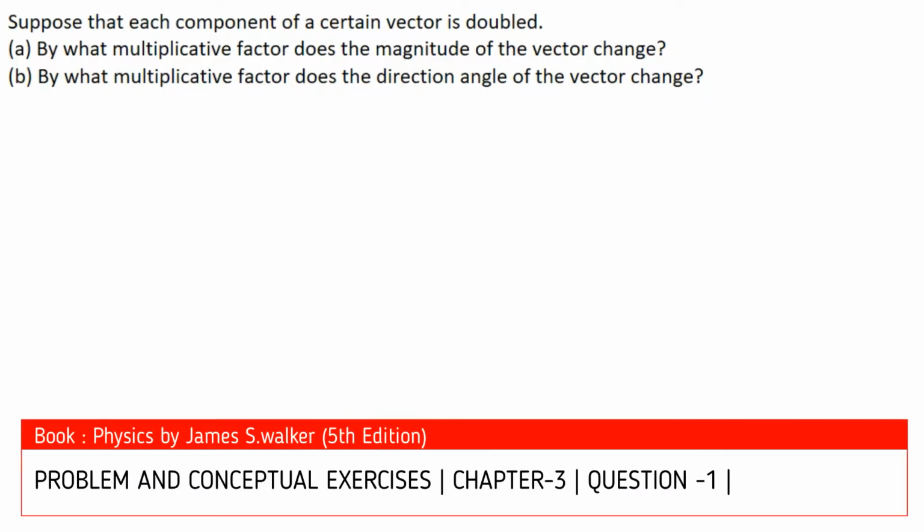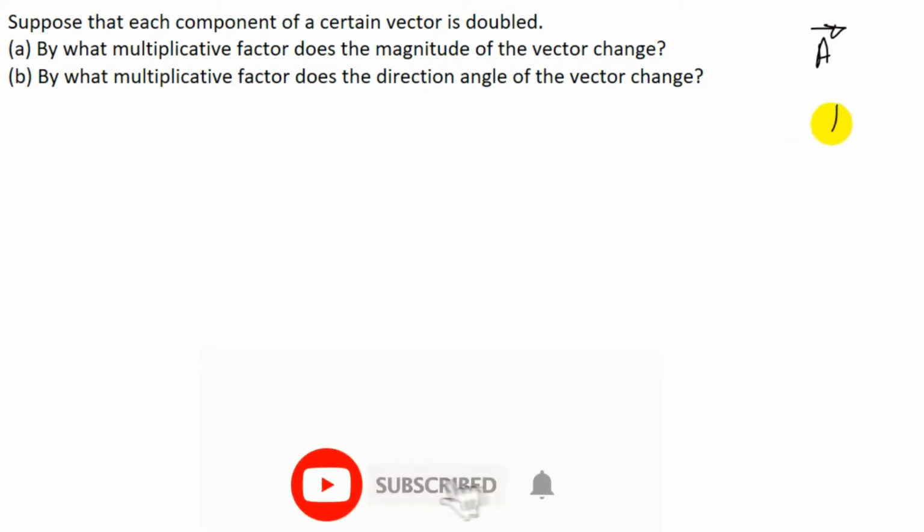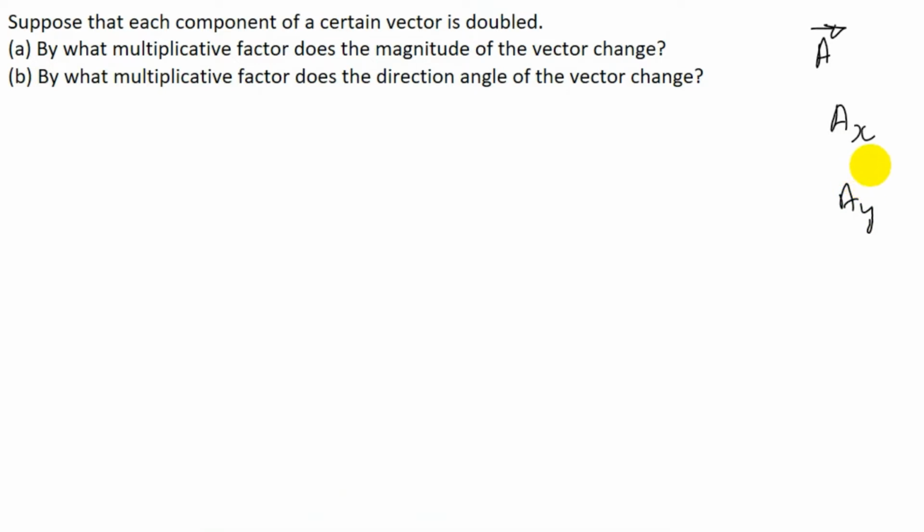Here in this question they are saying that there's a vector and each component of that vector is doubled. So let the vector be A vector. You can take any vector. Its components are Ax and Ay in the x and y direction respectively. Now each component of the vector is doubled, that means it becomes 2 times. This is what they are saying. There are 2 parts in this question that we need to solve.